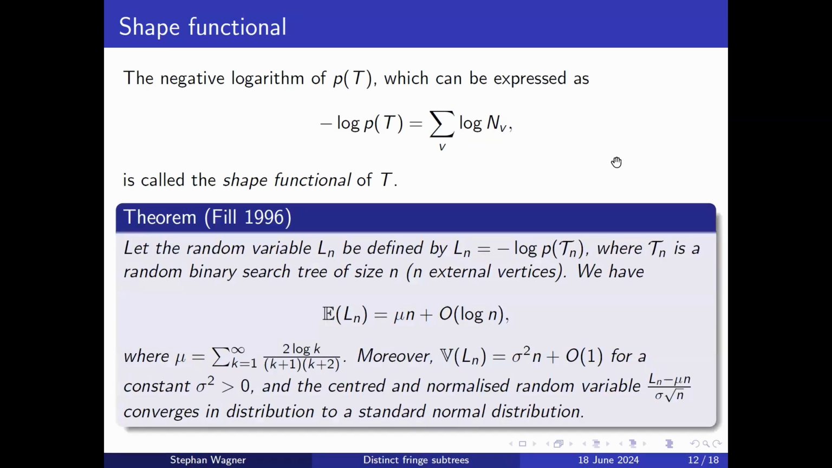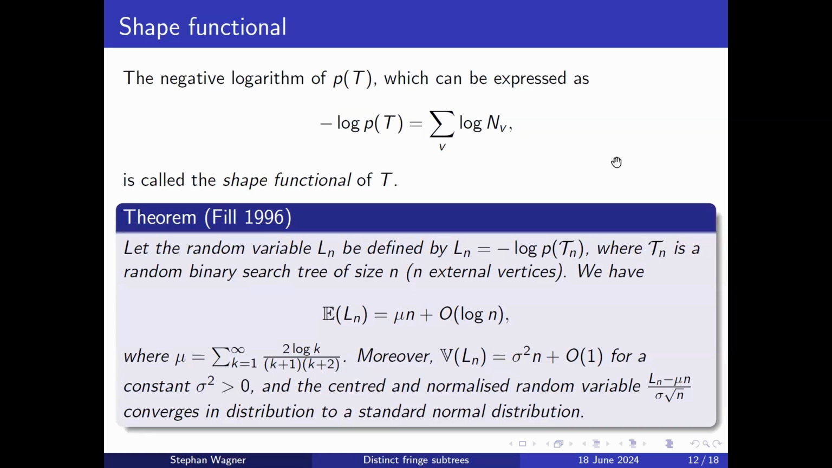So specifically what we need is this result, due to Jim Fill from 1996. So if we take a random binary search tree of size n, so by size I mean external vertices here. There are various ways of defining size, but the formulas are nicest here if I let size be the number of external vertices. So if I do that, then this quantity has a linear expectation with logarithmic error term, and you already see this constant here popping up. It's pretty much the same as before, except that we have a 2 here rather than a 4. The variance is linear, and there is also a central limit theorem.